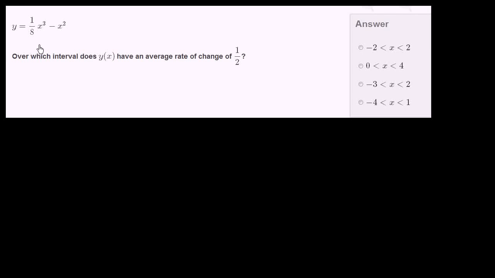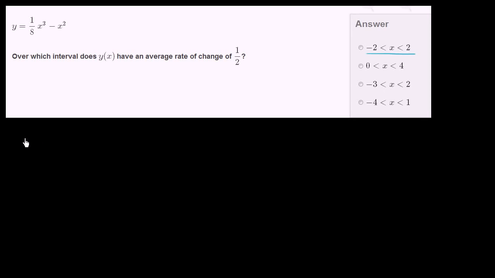y equals 1/8 x to the third minus x squared. Over which interval does y of x have an average rate of change of 1/2? So let's go interval by interval and calculate the average rate of change. So first let's think about this interval right over here.